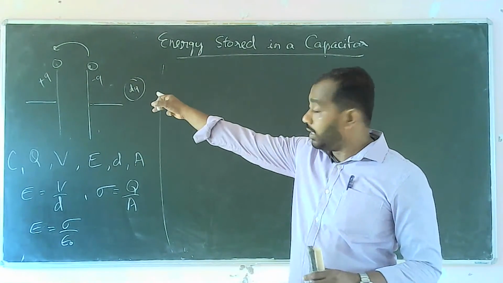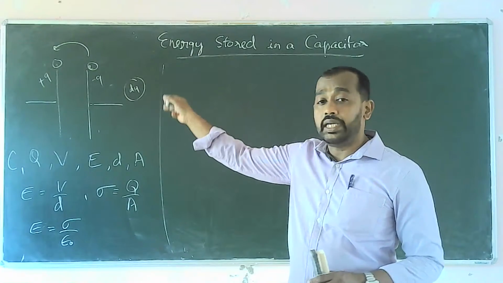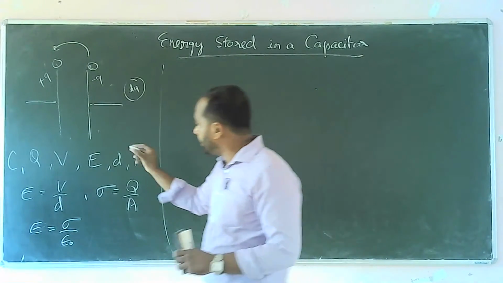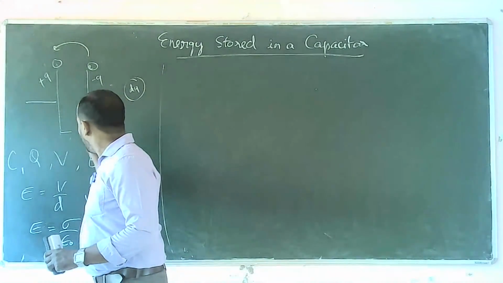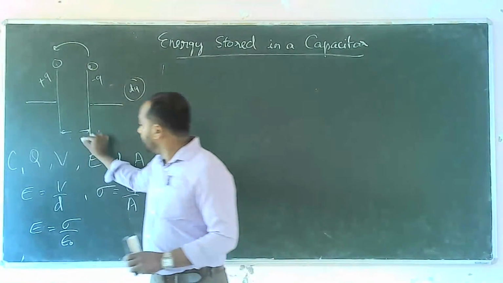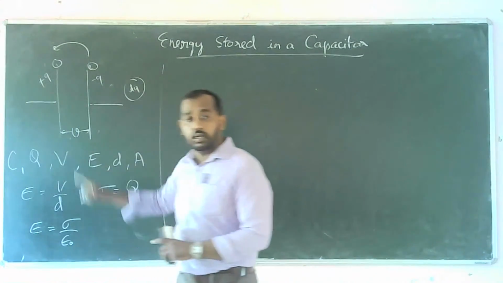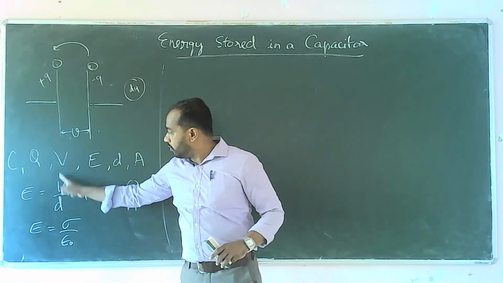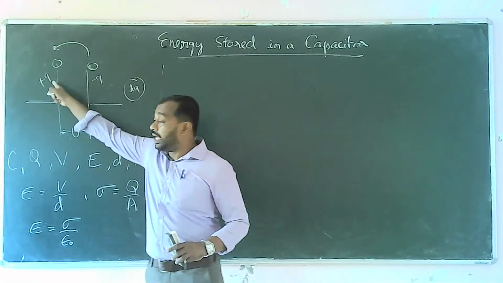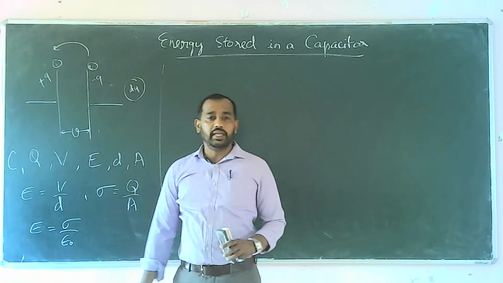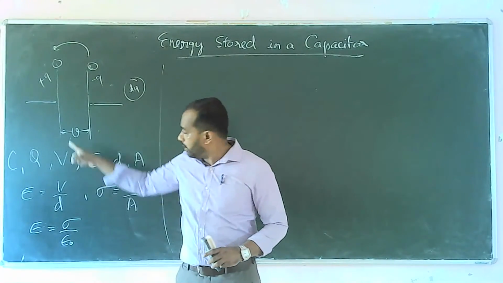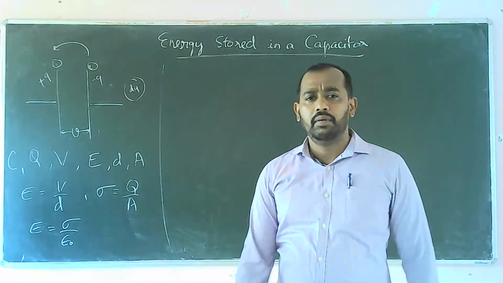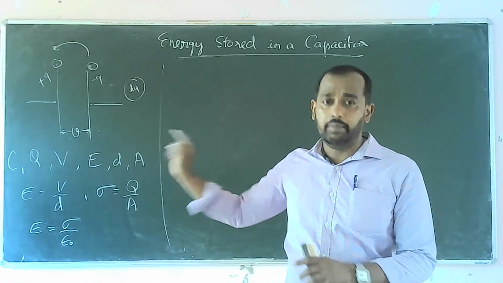Therefore, when the charge deposited on the first plate is small q, at that point let us represent the potential difference between the two plates of the capacitor as small v. When charge is maximum, potential difference will be maximum, capital V. But when charge is some intermediate value, small q, then the potential difference is also not the maximum. It is some intermediate value between 0 and the maximum, capital V.